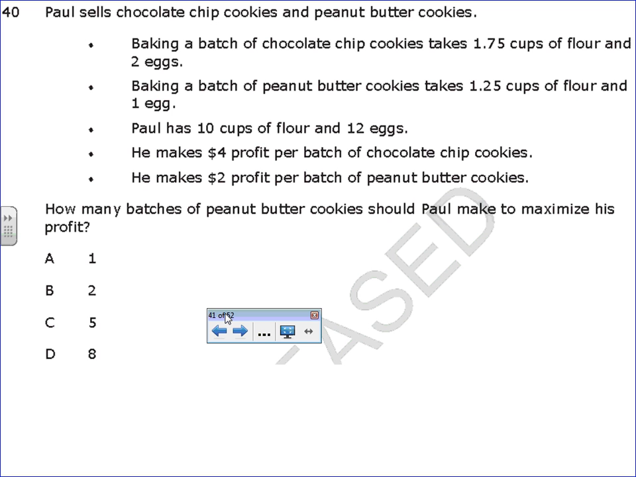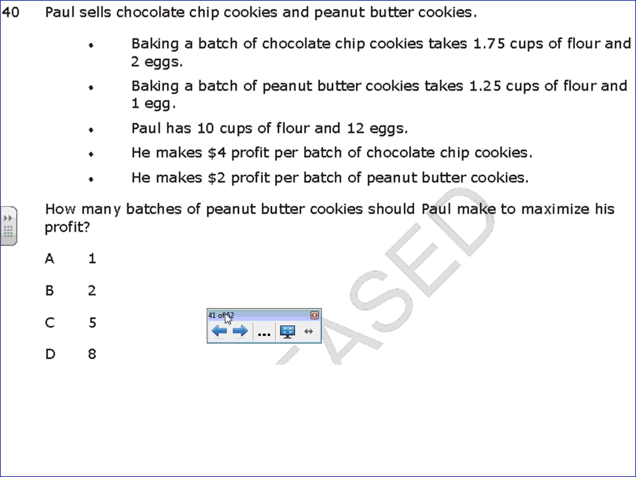Baking a batch of chocolate chip cookies takes 1.75 cups of flour and 2 eggs. Baking a batch of peanut butter cookies takes 1.25 cups of flour and 1 egg. Paul has 10 cups of flour and 12 eggs. He makes a $4 profit per batch of chocolate chip cookies, and he makes a $2 profit per batch of peanut butter cookies. How many batches of peanut butter cookies should Paul make to maximize his profit?